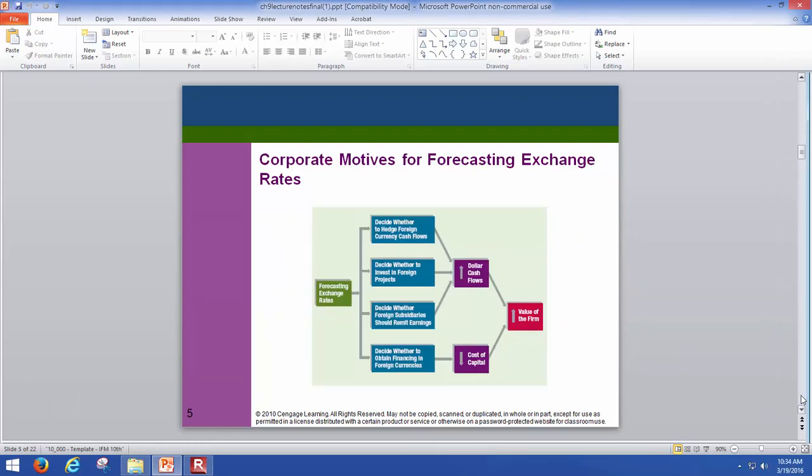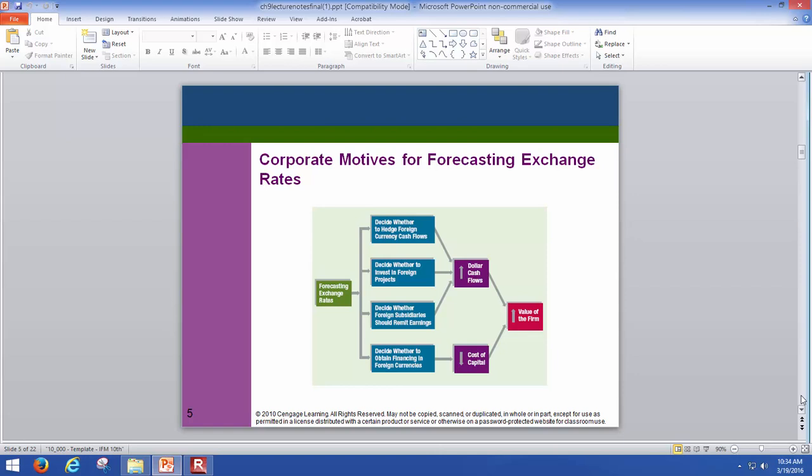So this summarizes the corporate motives. The first is deciding whether to hedge foreign currency cash flows. The second is deciding whether to invest in foreign projects. The third one is deciding whether foreign subsidiaries should remit earnings or keep it in the foreign country. And the last one is where to raise financing. Should we issue bonds in the US, outside the country, and so on.